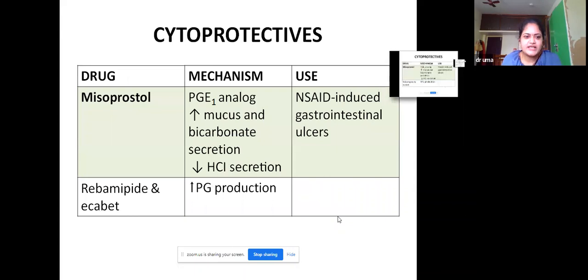And cytoprotectors include misoprostol. It is a prostaglandin E1 analog. It increases the mucus and bicarbonate secretion but decreases the HCl secretion. It is the specific drug for NSAID-induced gastrointestinal ulcer. Rebamipide and ecabet act by increasing prostaglandin production.